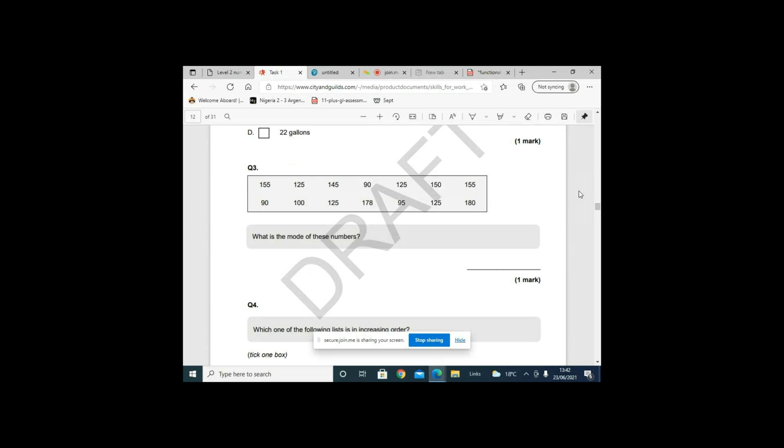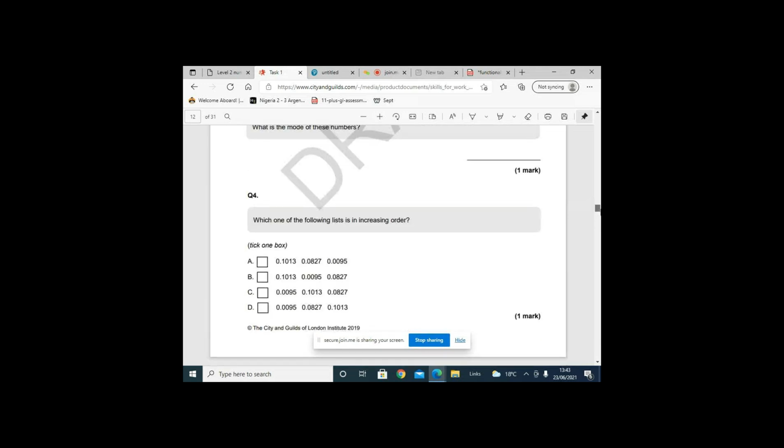So what's the mode for this one now? Question 3. What's the mode? The mode is the one that occurs the most. 125 is the highest occurring. Yeah, 121 occurred how many times? 1, 2, 3, 4. 4 times, yes. So that's good.